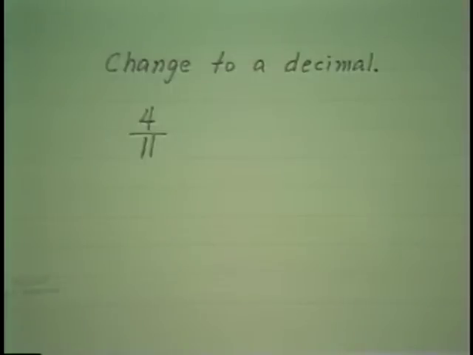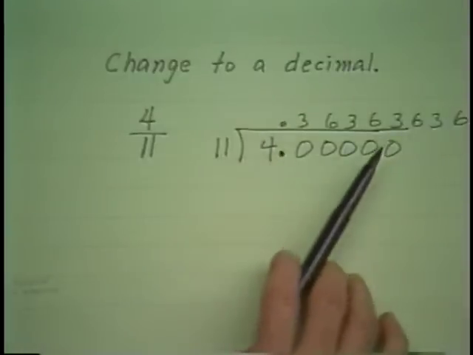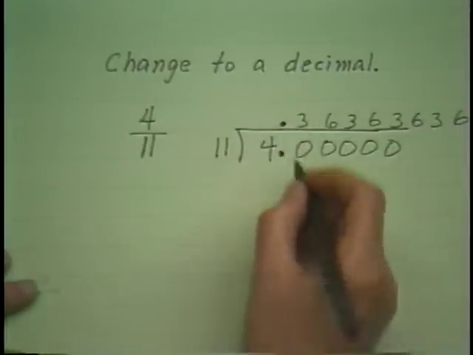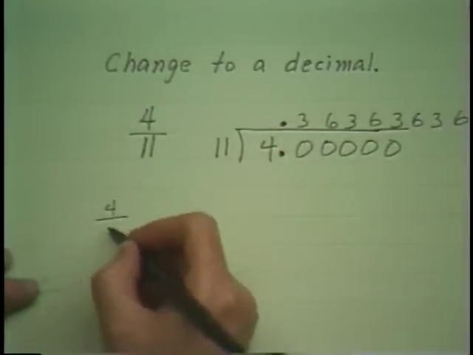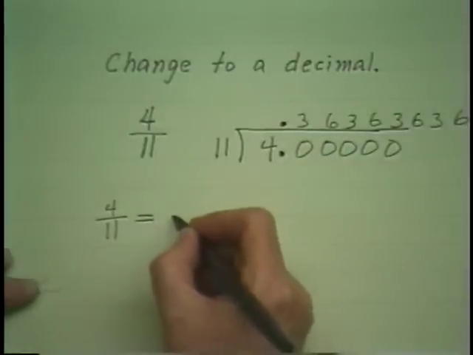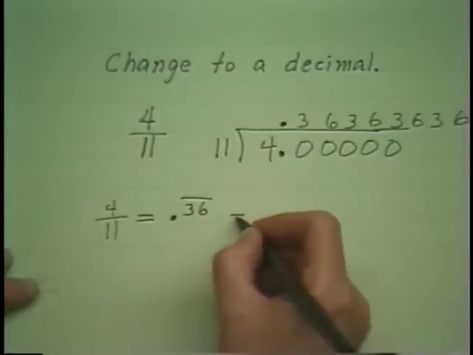Another one, 4 divided by 11, more commonly said 4 11ths. So setting it up in its division form, we get this, and doing the division, we begin to get an unending quotient. However, we can see the repetition. The repetition is at 36, so we could write this as 0.36 with a bar over it.